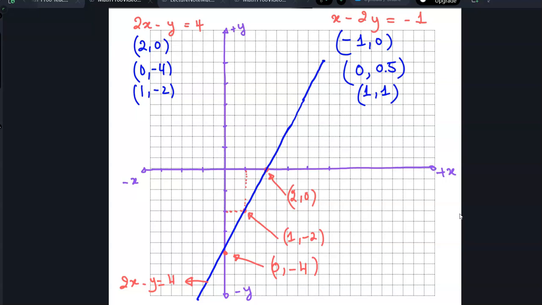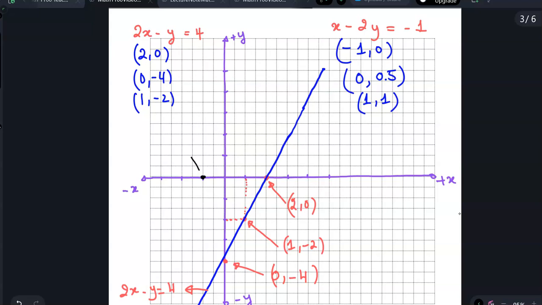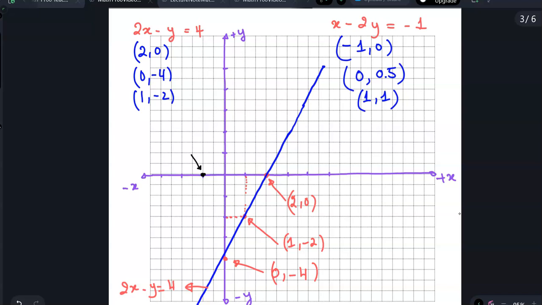Okay, so negative 1 and 0. Where's the negative 1 and 0? So right here, negative 1 and 0. Okay, so I don't think they let me use black. So I will put negative 1 and 0. So that is the point. And the next one is 0 and 0.5. So when x equal to 0, y is equal to 0.5, which is this point here.